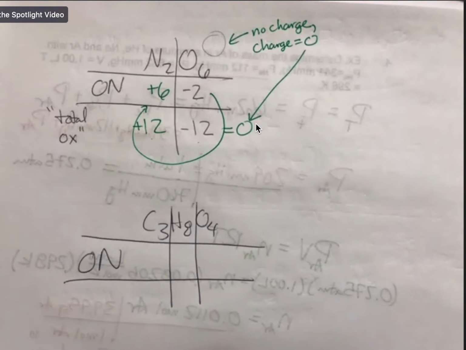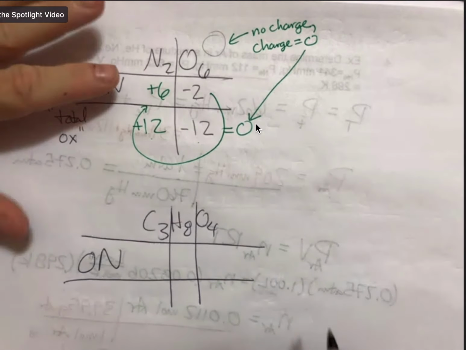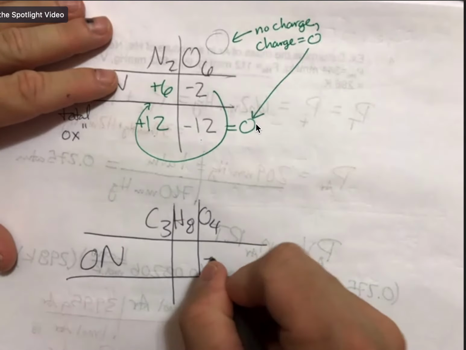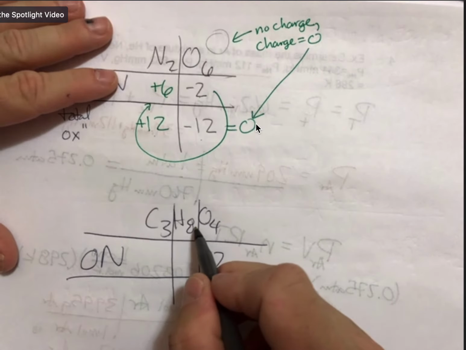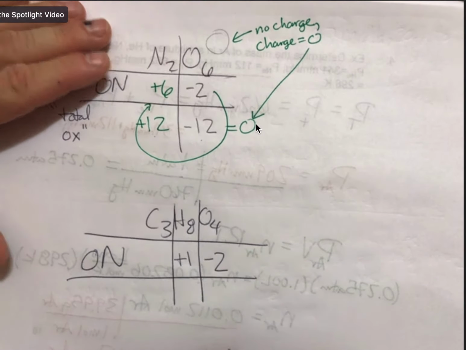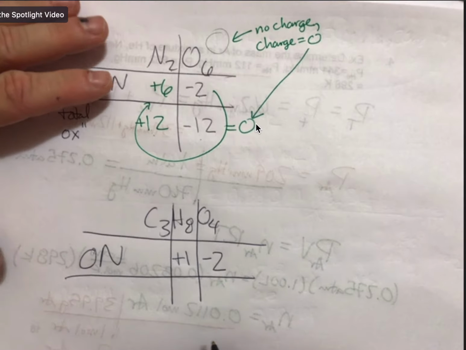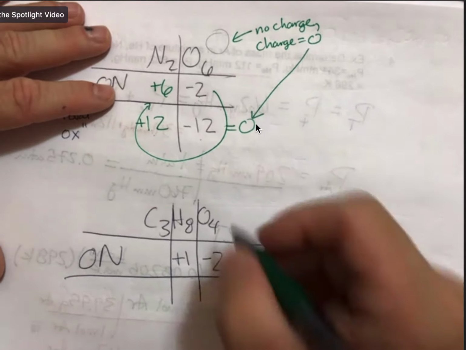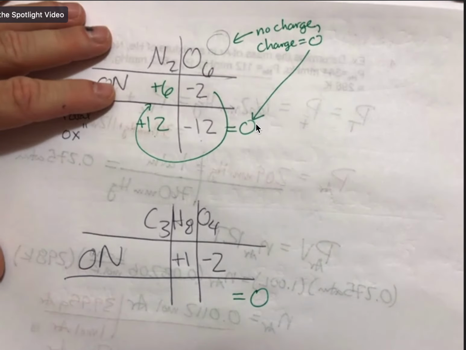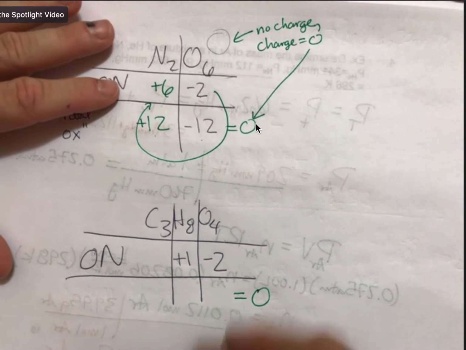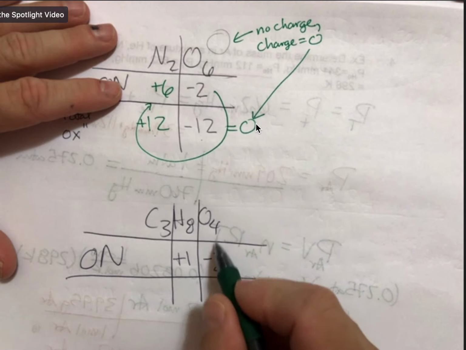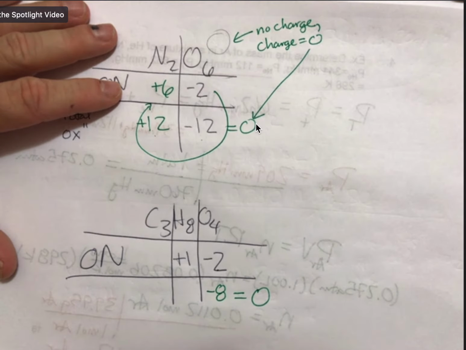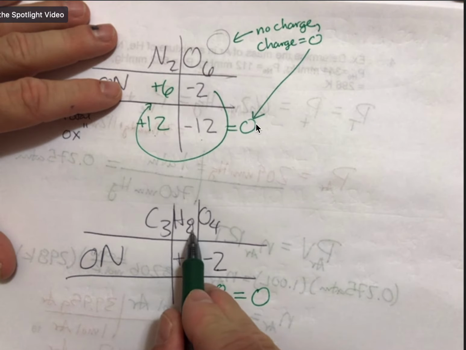For the last one, and hopefully this one's correct. This time, the key is oxygen in compounds is always -2. Hydrogen in compounds is always +1. In this particular compound, I have 0 charge, so the whole thing has to equal 0. And -2 times 4 is -8. +1 times 8 is +8.